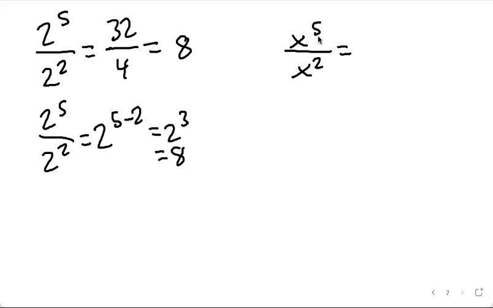Letters are supposed to be like mystery numbers. So if there's a cool trick that works here, then why wouldn't it work here, considering in both cases, we're just dealing with a bunch of numbers? So it does work. The trick does work. We can subtract the exponents and we end up with x cubed. And that is our answer. And that is the correct answer.